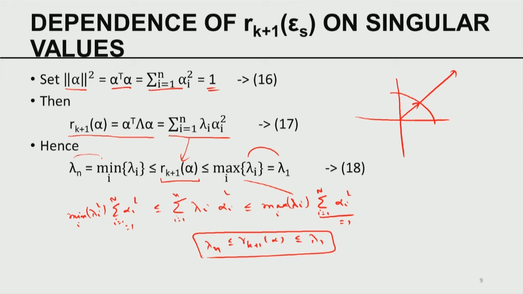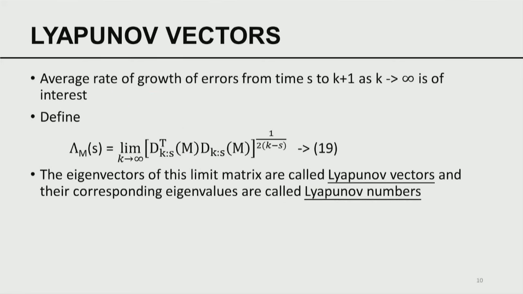So this is a very nice treatment of the analysis of the Rayleigh coefficient. Now what are we interested in? We are interested in determining what is called the average rate of growth of errors from time s to k plus 1 when k goes to infinity. That is of interest.